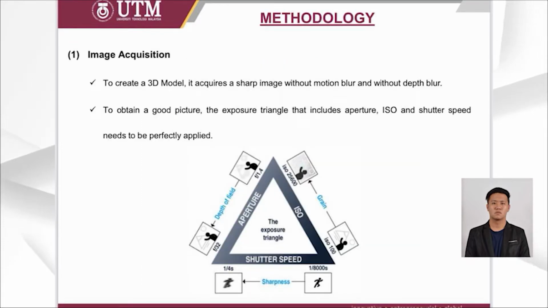So in the image acquisition step, the objective is to create a 3D model. It requires a sharp image without motion blur and without depth blur, and also to obtain a good picture, the exposure triangle that includes aperture, ISO and shutter speed needs to be perfectly applied. So below is the exposure triangle, which explains the exposure, containing 3 characteristics: aperture, ISO, shutter speed.